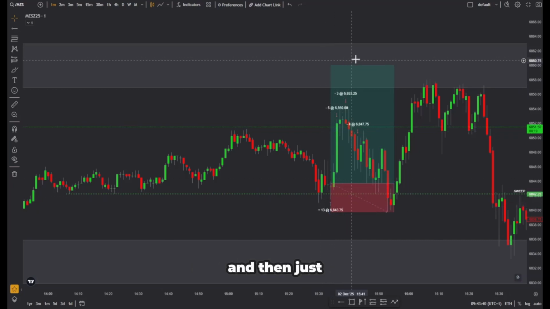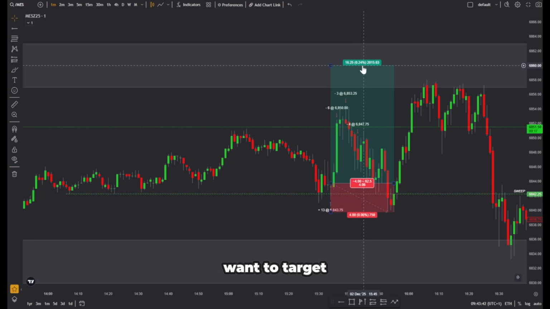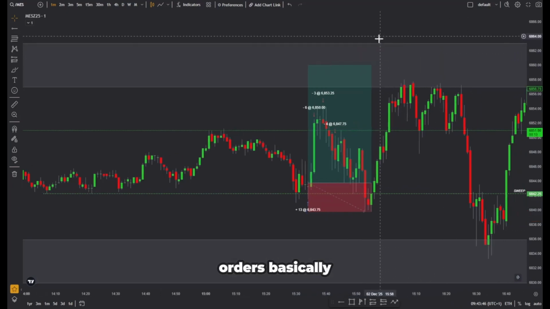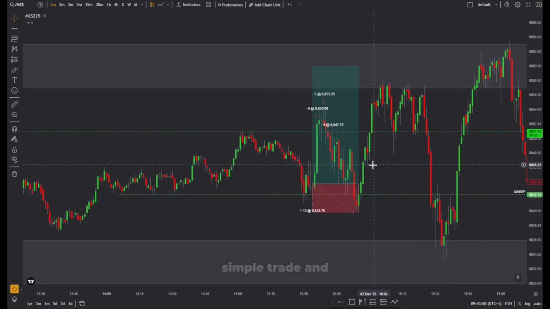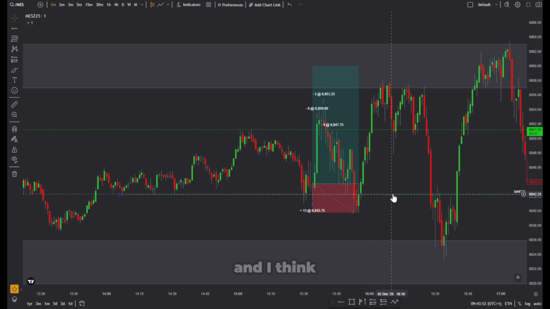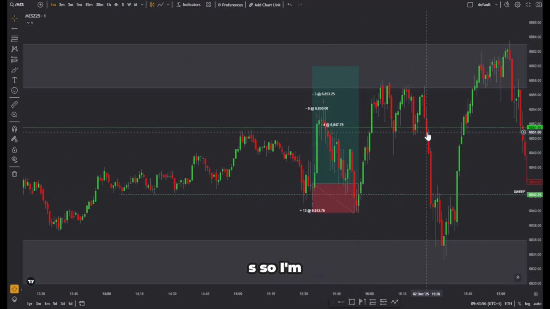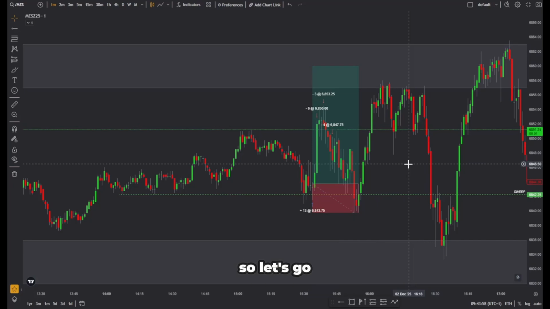Stop loss below, give it some room, and then just target whatever I want to target, also depending on the bookmap, on the offers that I see and the limit orders basically. And yeah, that's pretty much it. So it was a very, very simple trade and a quick scalp. And I think my own mistake was maybe my target was a bit too big, but then again, I take partial, so I'm not too worried about that. So let's go on to the bookmap and show you guys what I was looking for.